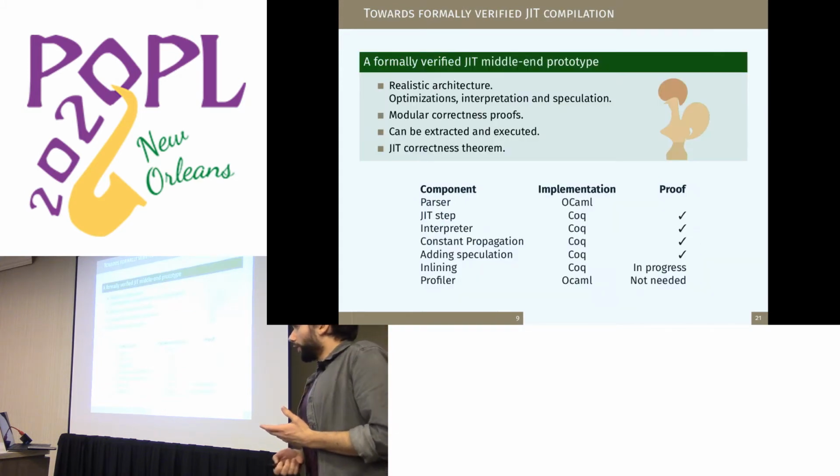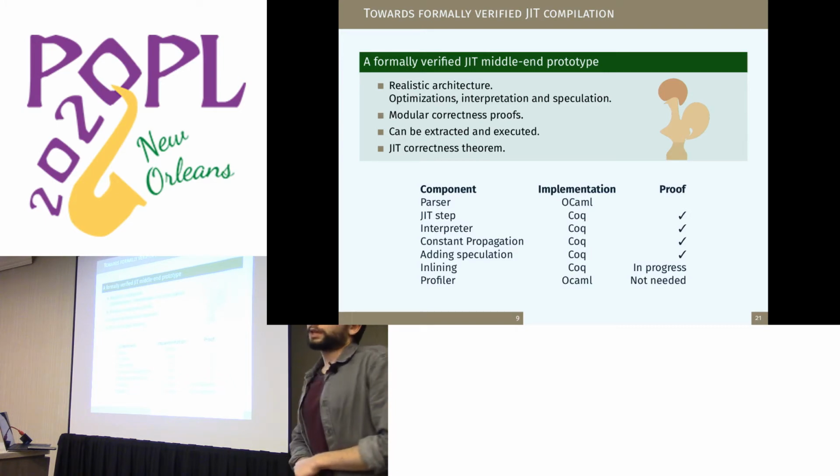And to do so, we are developing a Coq prototype of a JIT middle end. It's mostly written in Coq, and we wanted to have a realistic architecture that is really typical of modern JIT compilers, so with optimization, interpretation, and speculation. We wanted to have modular correctness proof, of course.